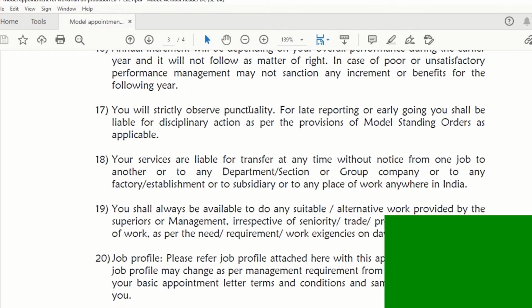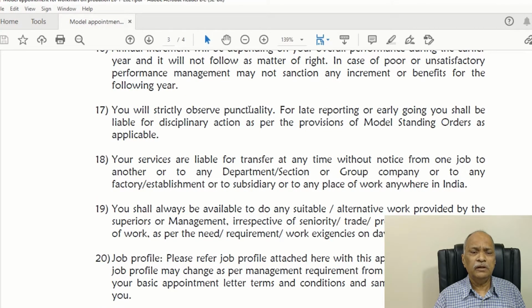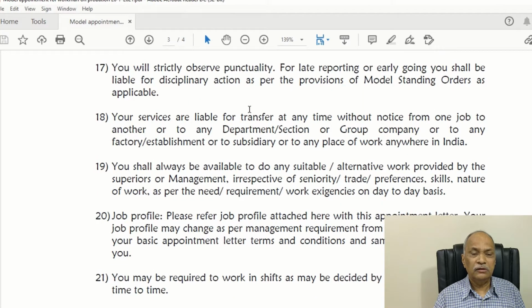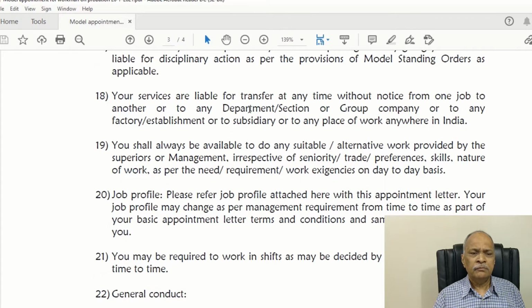You have to also report to your duties on time and leave your duties on time. You are not supposed to waste your time during the 8 hours. So that is also important. If you violate that, you are also liable for the appropriate disciplinary actions.